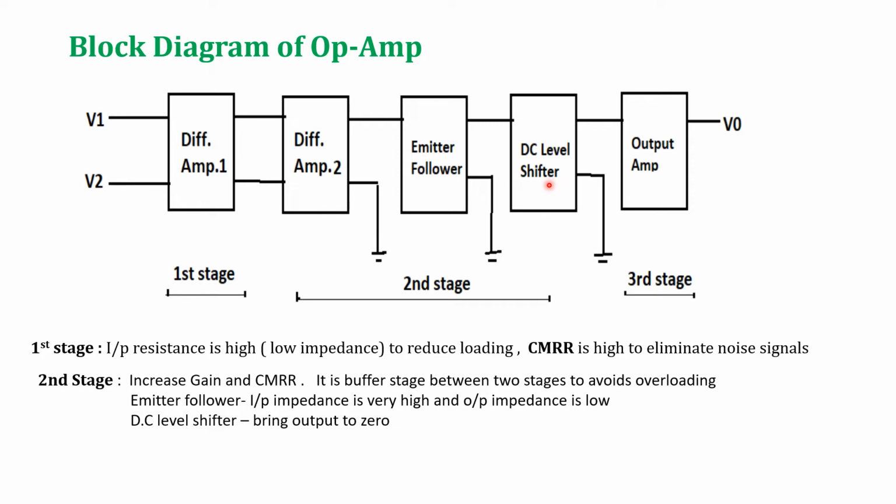And the third block in the second stage is the DC level shifter. Now, what is the main function of the DC level shifter? Since in that block diagram, all blocks are directly coupled, and if they are directly coupled, then what happens? DC level voltage continuously goes on increasing.